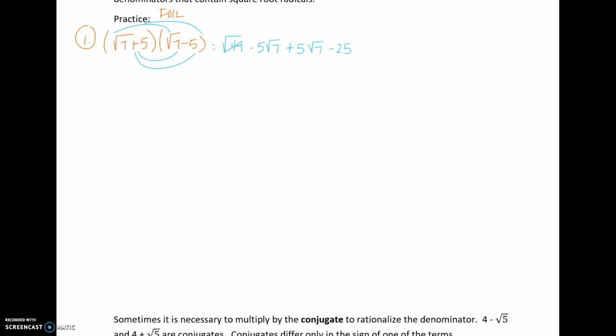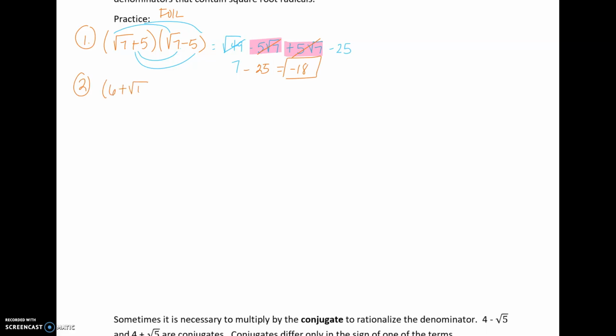Okay, so the square root of 49 is 7. What happens to our middle terms? Well, one's a negative 5 square root of 7 and the other one's a positive, so they cancel. So I have 7 minus 25, which is negative 18. All right, let's look at the next one.